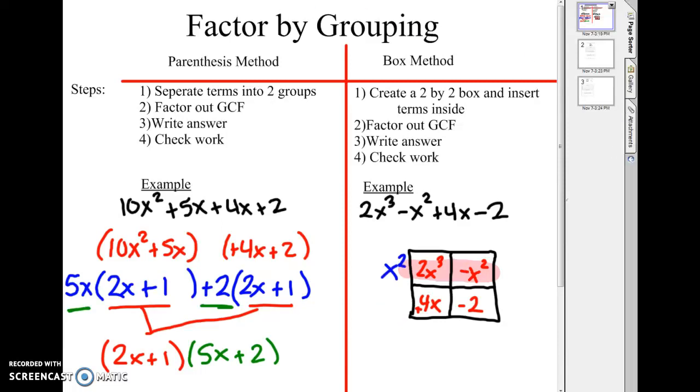Now I'm going to look at the next one, this one here, and I look at what they have in common. So 4x and negative 2, I can take out 2. The GCF there is 2.